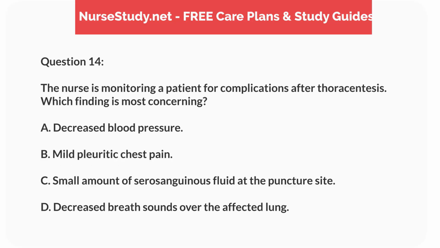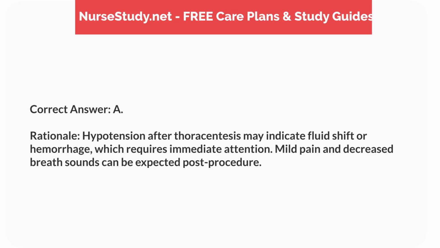Question 14. The nurse is monitoring a patient for complications after thoracentesis. Which finding is most concerning? A. Decreased blood pressure. B. Mild pleuritic chest pain. C. Small amount of serosanguinous fluid at the puncture site. D. Decreased breath sounds over the affected lung. Correct answer, A.